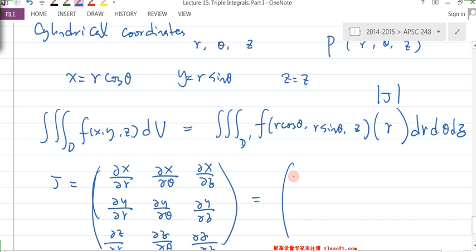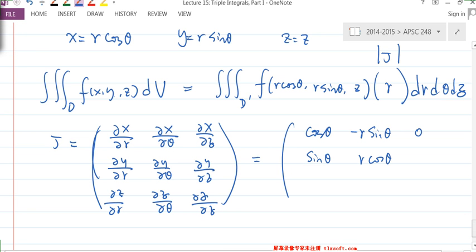Okay. And if you calculate this, this is actually a pretty simple matrix. dx over dr is cosine theta. dx over d theta is negative r sine theta. And dx over dz is 0. dy over dr is sine theta. dy over d theta is r cosine theta. Oh yeah, I missed the r here, right? And then 0. dz over dr is 0, dz over d theta is 0, and dz over dz is 1. Okay? So it's a 3 by 3 matrix, and then you need the determinant of this one.